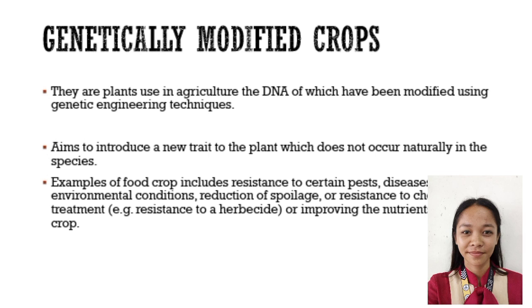Next, aim to introduce a new trait to the plant which does not occur naturally in the species, or it is like you are creating a new plant characteristic. So next, examples of food crops include resistance to certain pests, diseases or environmental conditions, reduction of spoilage, or resistance to chemical treatment, for example, resistance to herbicide, or improving the nutrient profile of the crop. In this way, the crops have been changed, which makes them more useful.